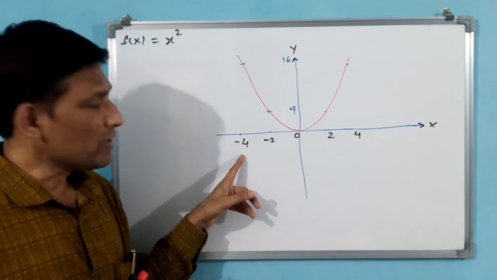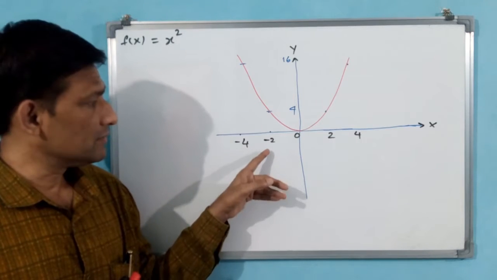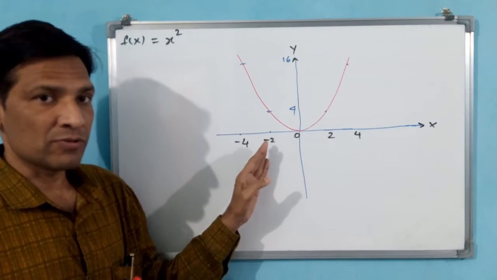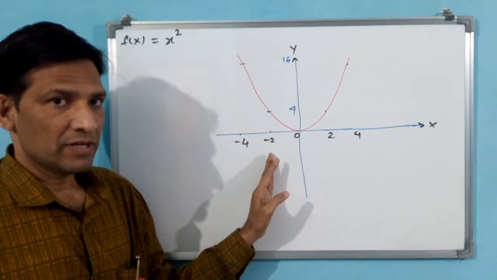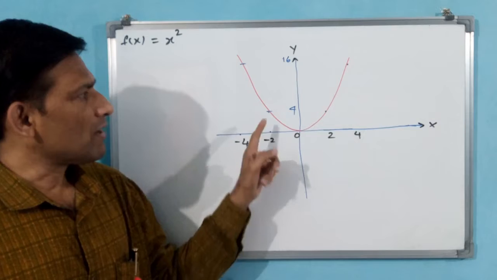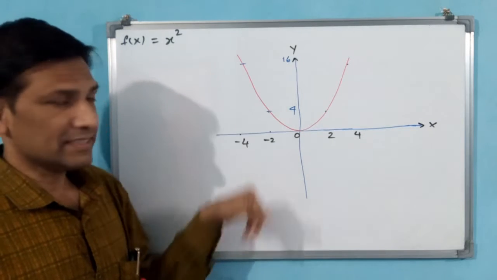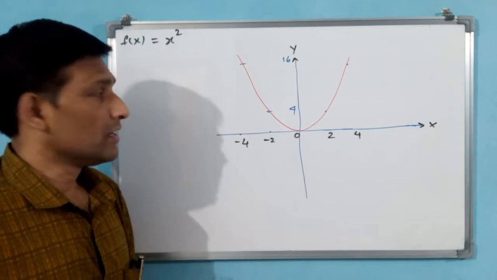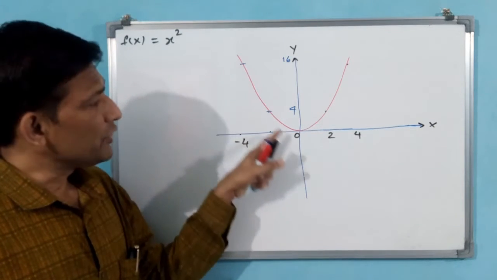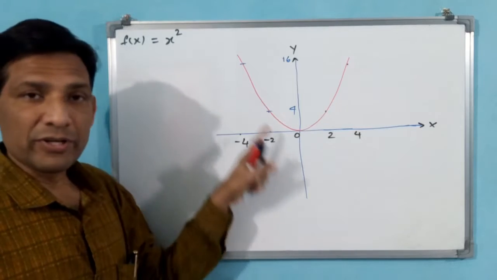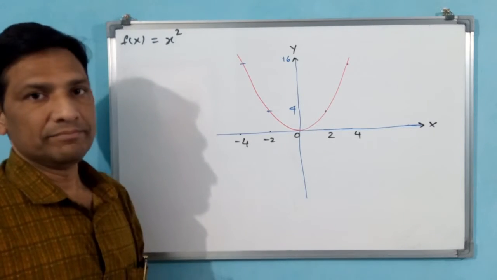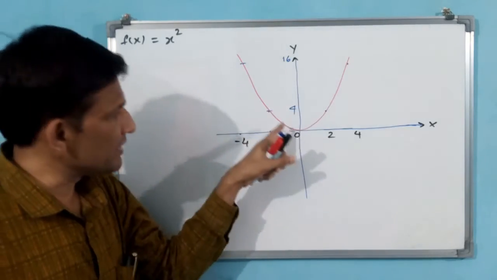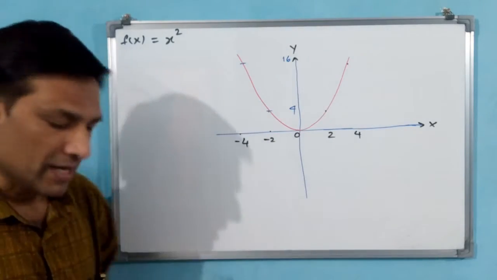You tell me now, the input you have increased. -4 is less than -2. You have given -2, that means it is greater than -4, so you have increased the input. x2 is greater. But what happened? The output decreased. How can you write this? From -infinity to 0, the function is decreasing. From 0 to +infinity, the function is increasing. Like this you have to write.